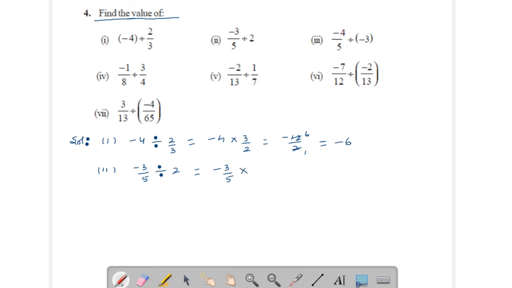Here change the division sign into multiplication. You have to take reciprocal of 2. And what is the reciprocal of 2? It is 1 upon 2. Here multiply numerator by numerator, that is minus 3 into 1 upon denominator by denominator, that is 5 into 2. You will get minus 3 upon 10. This is your answer.